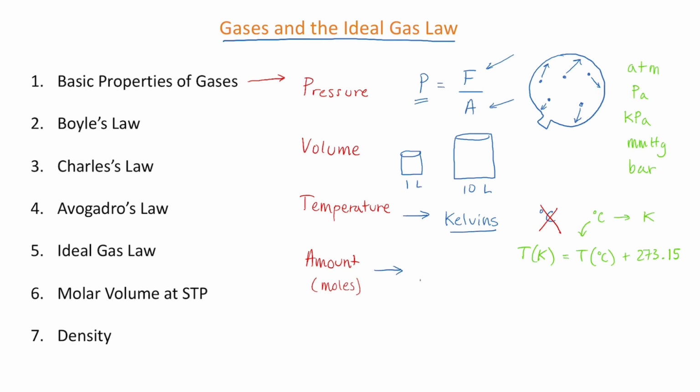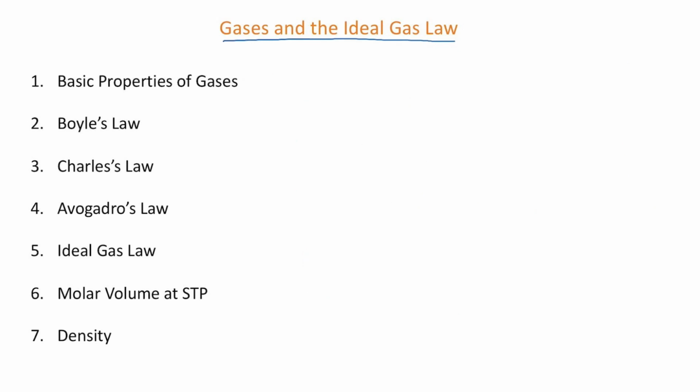This refers to the number of moles of gas. How do you calculate the number of moles? Well, we can use this equation, which says that the number of moles of gas is equal to the mass of the gas divided by the gas's molecular weight. So those are our four basic properties of gases.